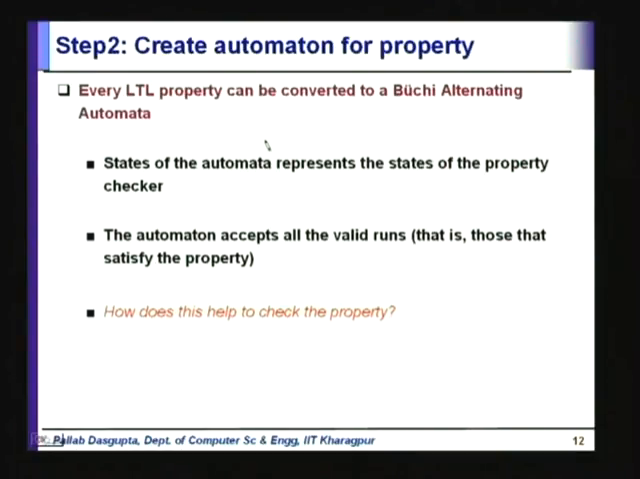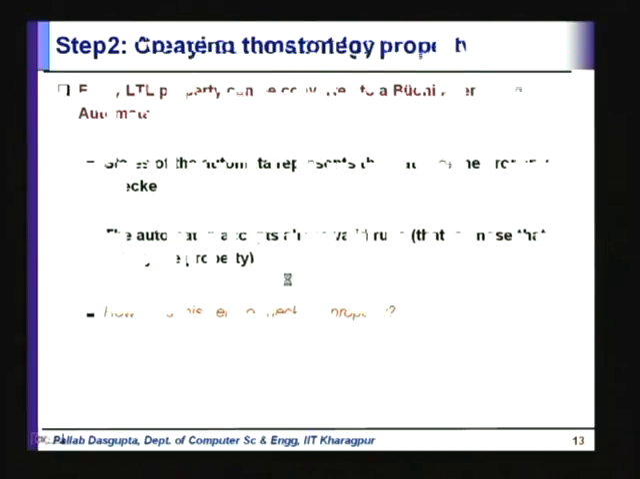Now, that is about creating the automaton for the finite state machine extracted out from the implementation. Now, we look at the property side. For the property, we first note that every LTL property can be converted to a Buchi alternating automata. I am going to talk about that later on in more formal terms. Right now, just note that the states of the automata represent the states of the property checker, and the automaton accepts all the valid runs, that is those that satisfy the property. How does this help to check the property? Let us see how it helps in checking the property.